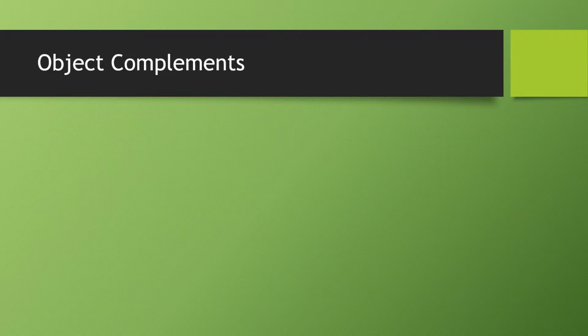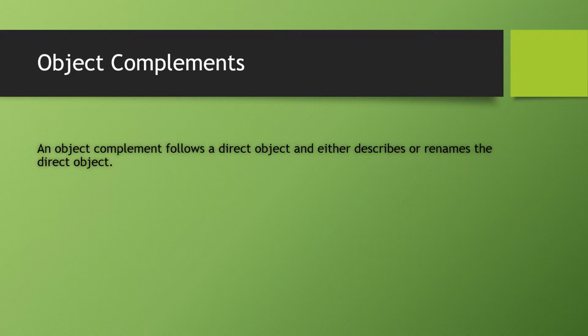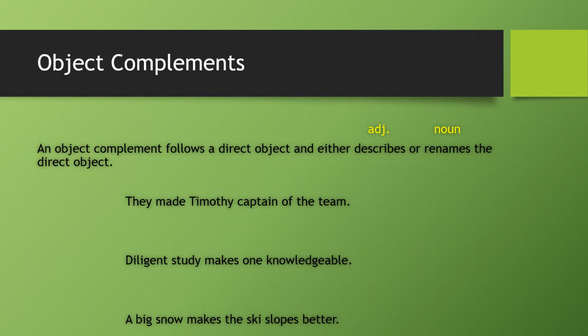We'll give our attention now to object complements. An object complement follows a direct object and either describes or renames the direct object. When we think of them, again, the words that describe are adjectives and the words that rename are nouns. So again, let's look at these three sentences. They made Timothy captain of the team. Diligent study makes one knowledgeable. A big snow makes the ski slopes better.